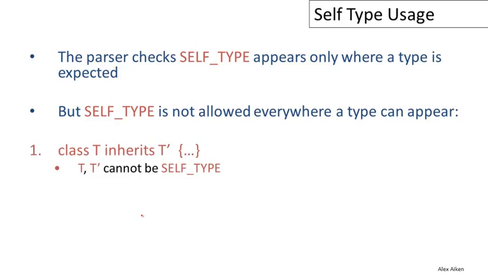So let's begin with a very simple rule. Self-type is not a class name, and so it can't appear in a class definition. It can neither be the name of the class nor the class that is inherited from. In attribute declarations, the type of an attribute, in this case we have an attribute X and it's declared to have type T, it is okay for T to be self-type.